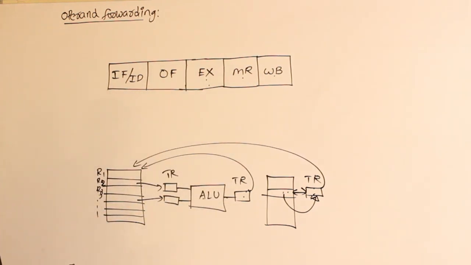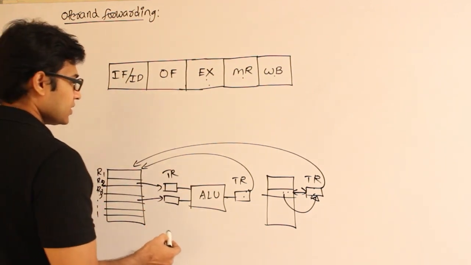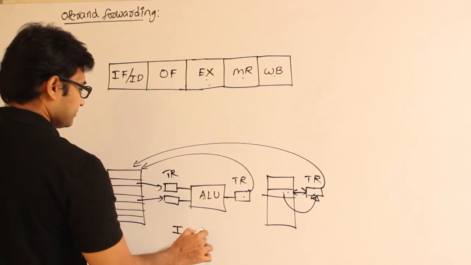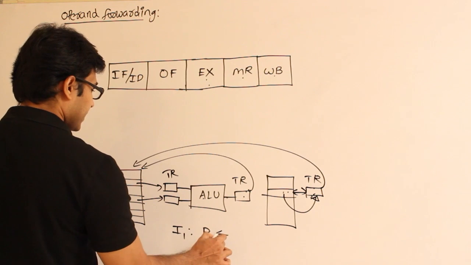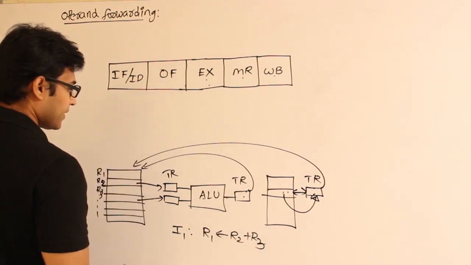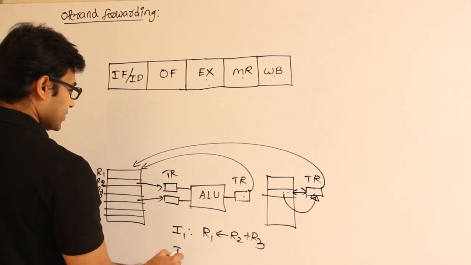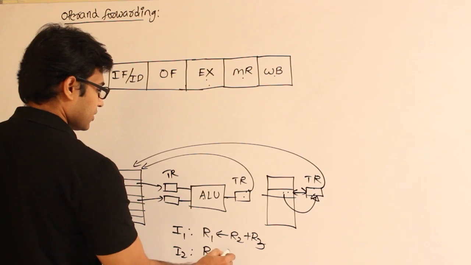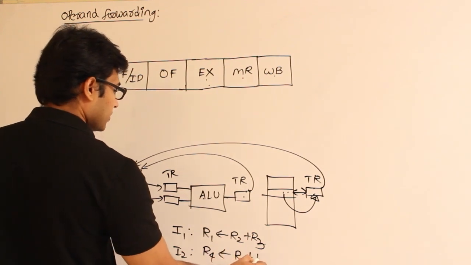Got it? So such a pipeline might create a problem in executing these instructions. Let us say one instruction I1 is like this. R1 is being computed as R2 plus R3, right? And the next instruction is like R4 needs R1 plus R5.